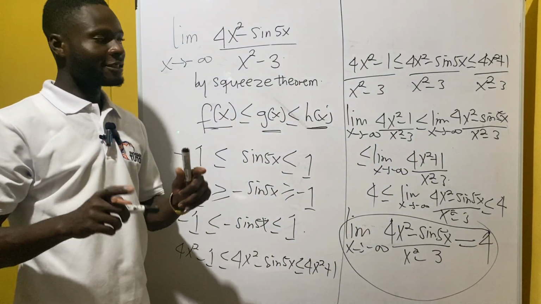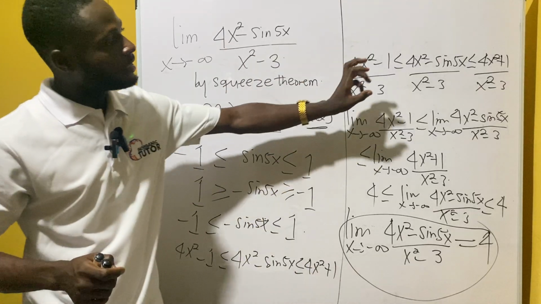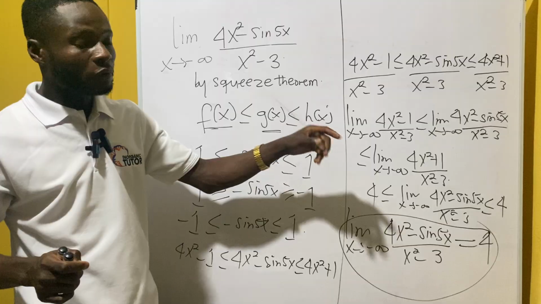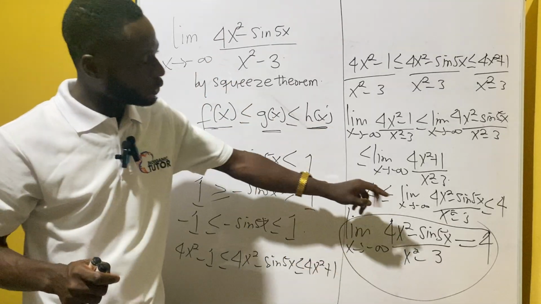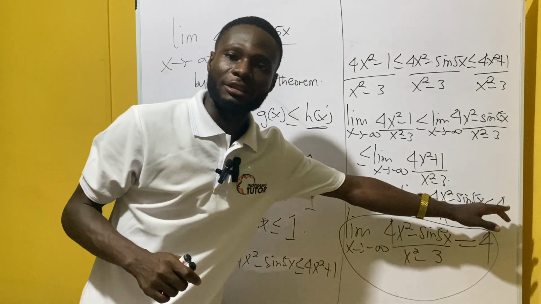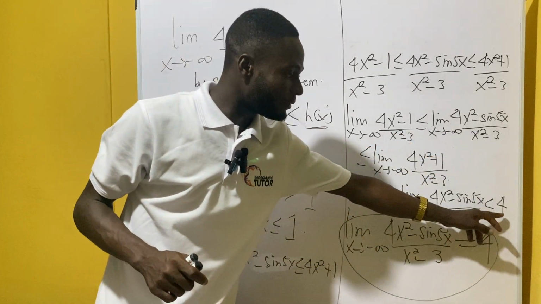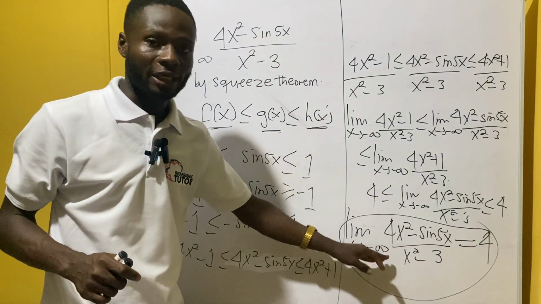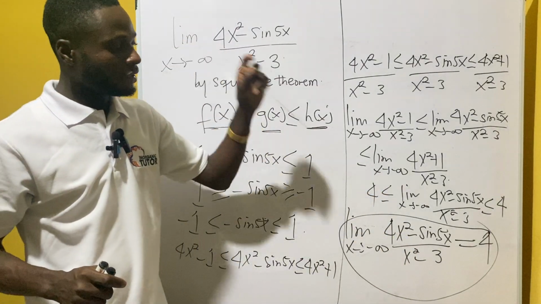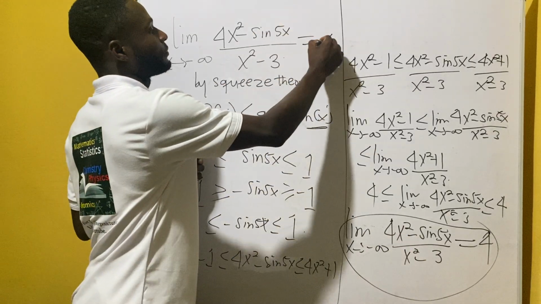That is the squeeze theorem. You just have to manipulate and make sure the function in the middle looks the same as the function that was given. Because it is the squeeze theorem, if the limit over here is equal to the limit over here, then you can conclude that the limit of the function is equal to this. So this right here is equal to 4.